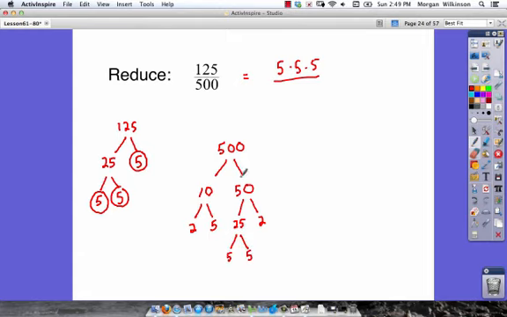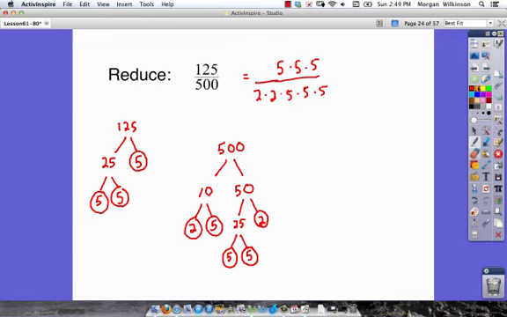Now remember, it doesn't matter what numbers you break your branches into. This could have been 250 and 2. It could have been lots of different possibilities, but the important thing is that you get down to the prime numbers, and you'll get down to the same prime numbers as long as you get each step correct as you go. So we've got it. What we have is 2 times 2 times 5 times 5 times 5.